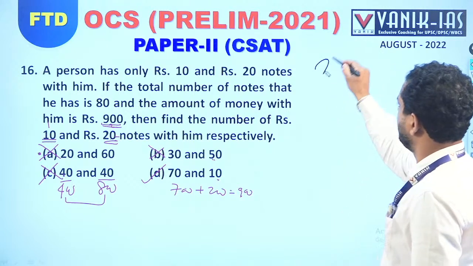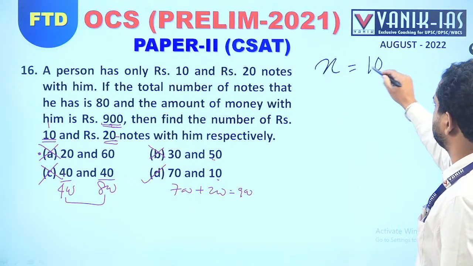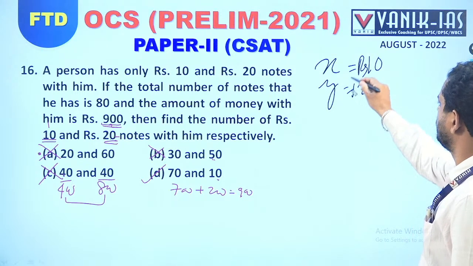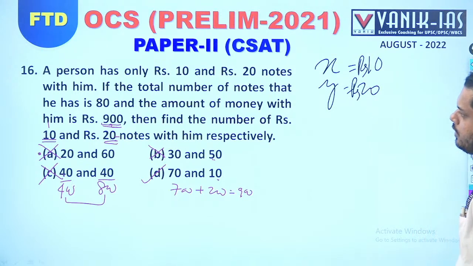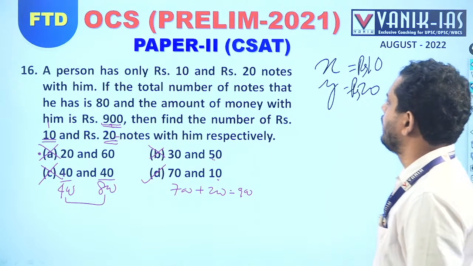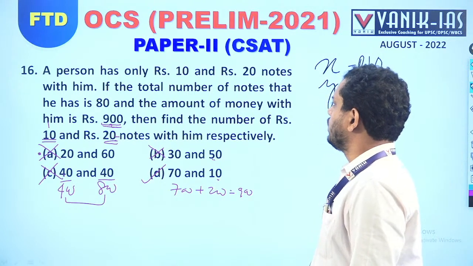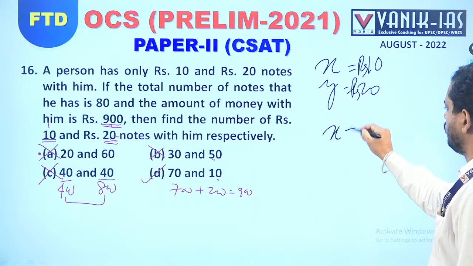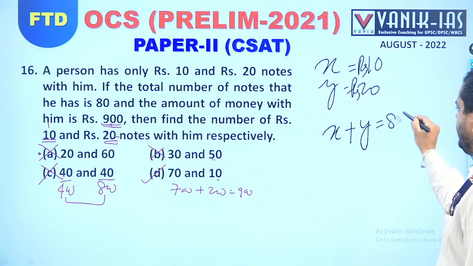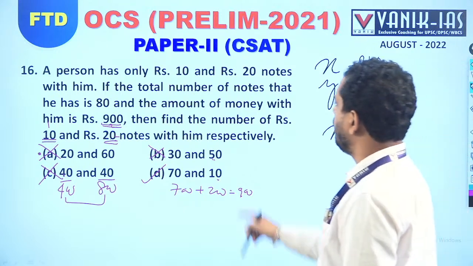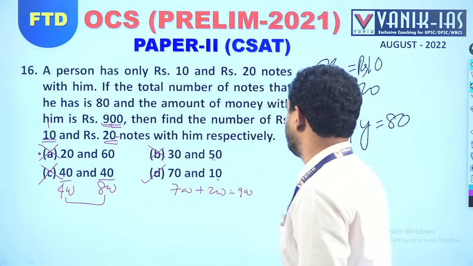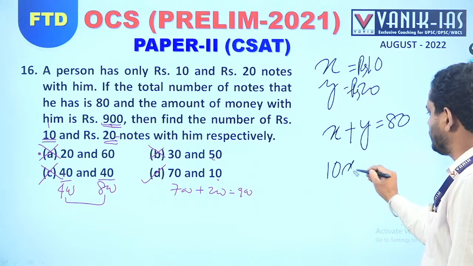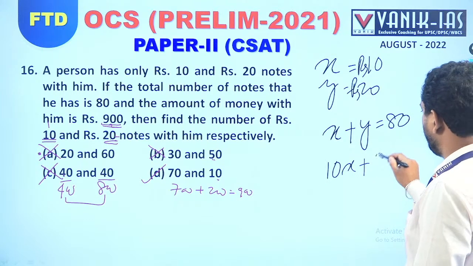Suppose you go for those traditional methods. So I am taking X as 10 rupees notes, right? Y is 20 rupees notes. As per the question, if the total number of notes that he has is 80, it means total number of notes X plus Y equals 80. And the amount of money with him is 900. So X into 10, it's 10x, 20 into y.